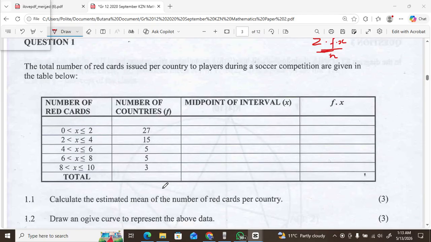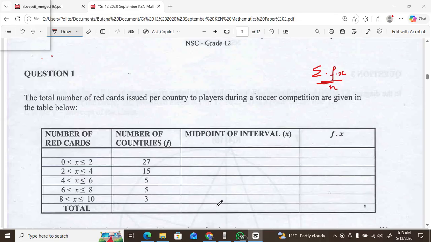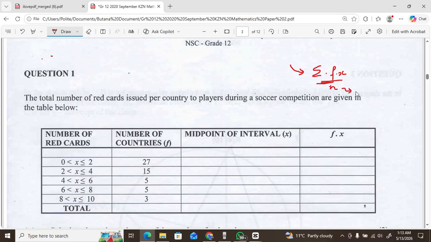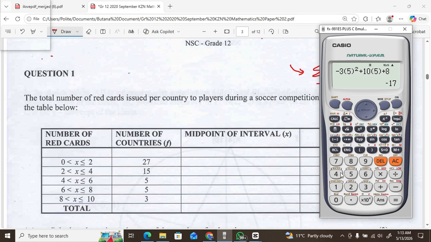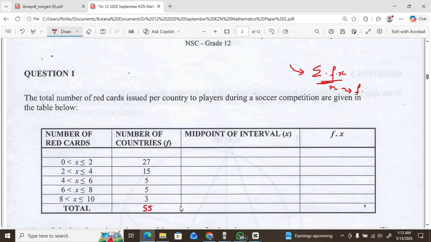Okay, so now what I'm going to do, I already have the formula for mean here. We're going to find the sum of f times x over n. So this n is the number of countries, which is the sum of your frequency. So I'm going to first find the total for that. I'm going to take the 27, add that with 15. We add 5 plus 5 plus 3. So this gives us 55. So the total is 55. So that block there will be 55.